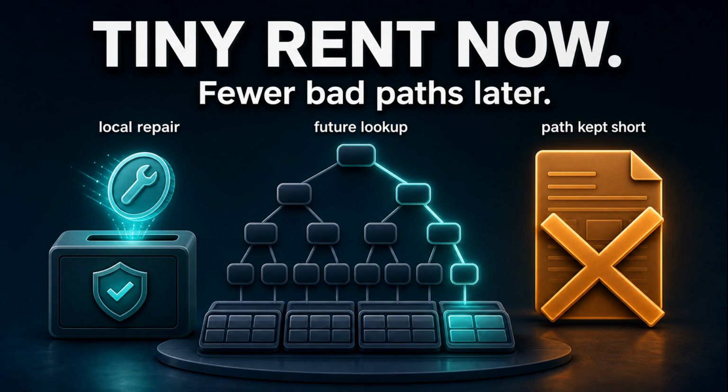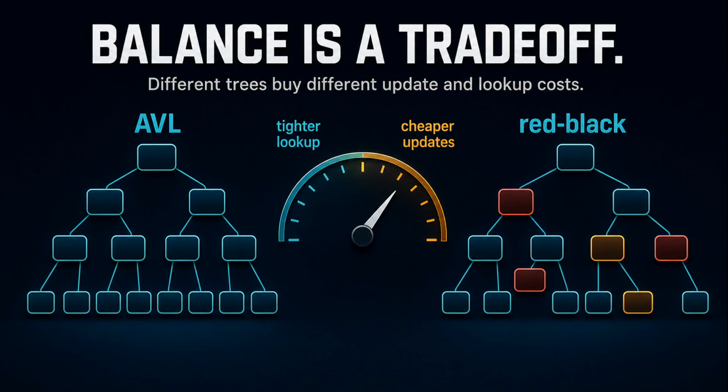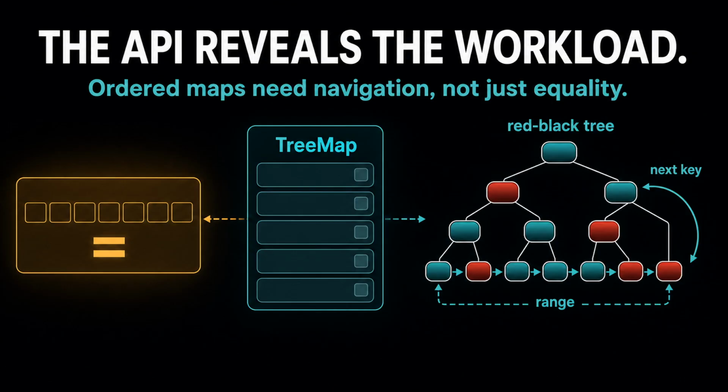Now the choice becomes how strict that balance should be. So why do we have multiple balanced trees? Because balance is a trade-off, not a single answer. AVL trees keep stricter balance, so lookups can be very tight. Red-black trees allow a little more slack, which usually makes updates cheaper and simpler. And the official Java docs say TreeMap is backed by a red-black ordered map. That is not trivia.